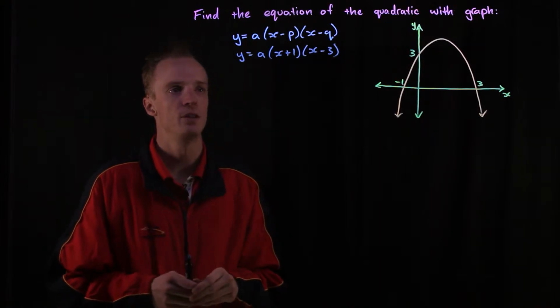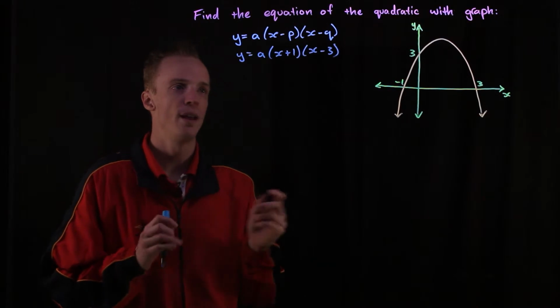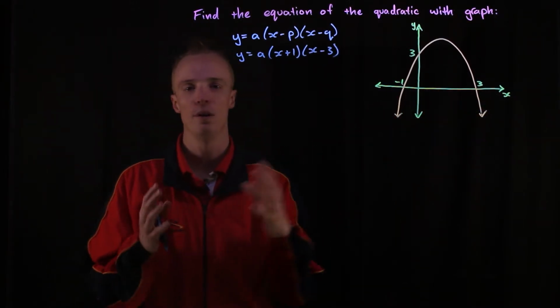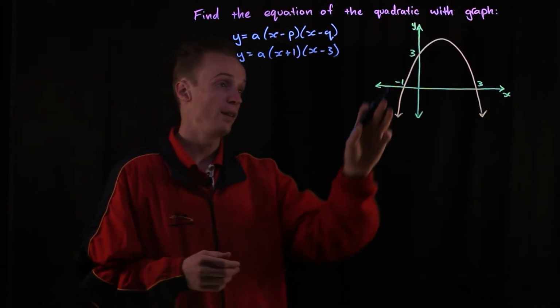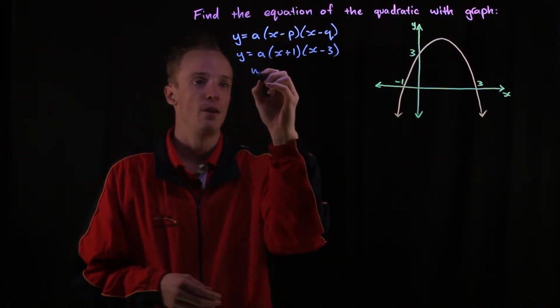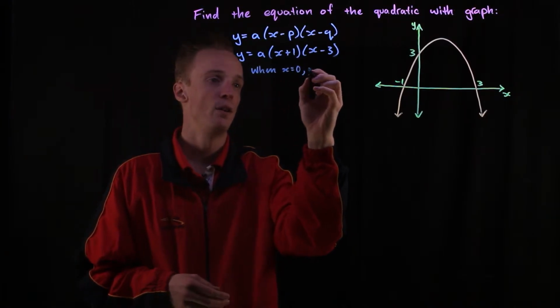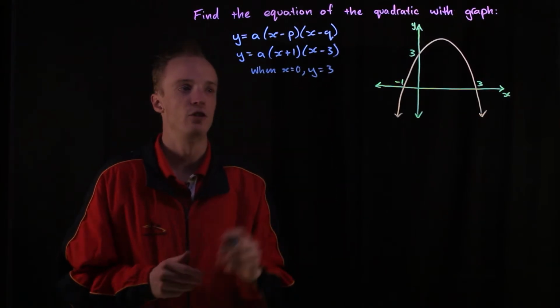So all we've now got to determine is what this a value actually is. To determine that a value, we need a separate coordinate from the roots, because we've already used the roots to determine these two parts. In this case, we've got the coordinate (0, 3), or the y-intercept. So we know that when x is equal to 0, y is equal to 3. So we can substitute this information in.